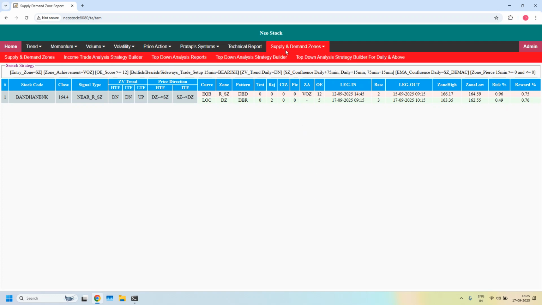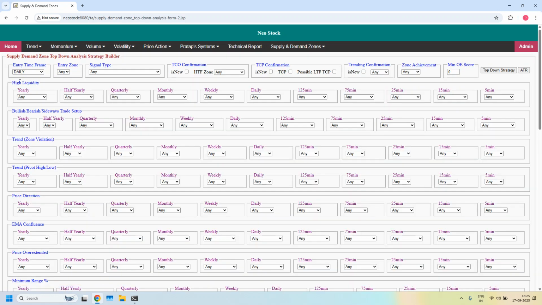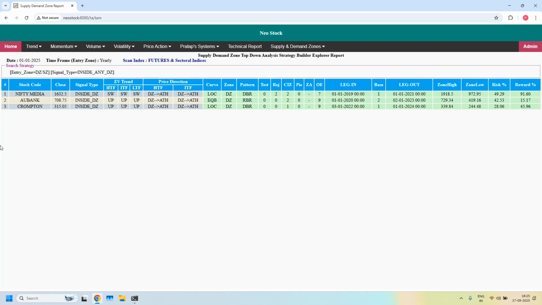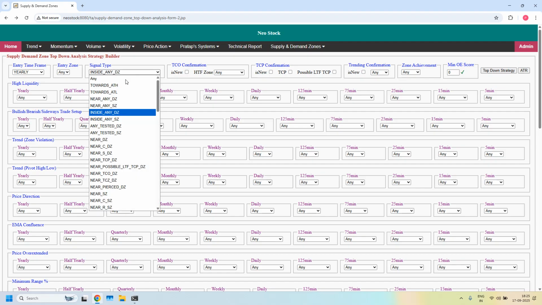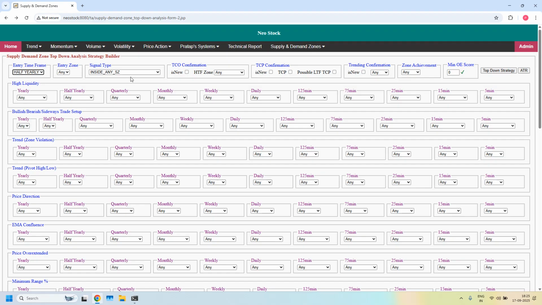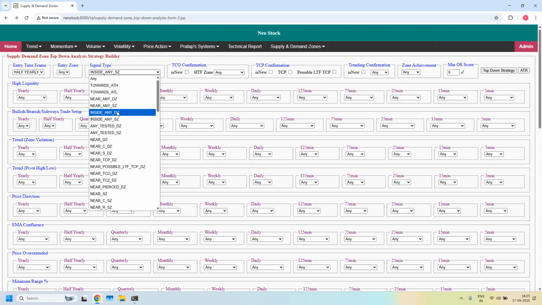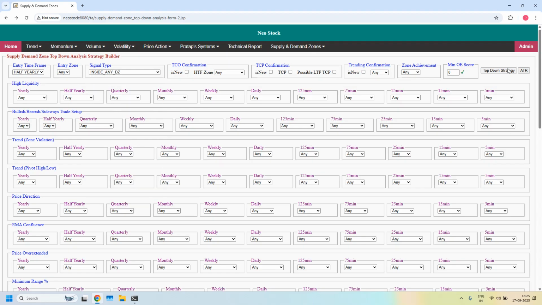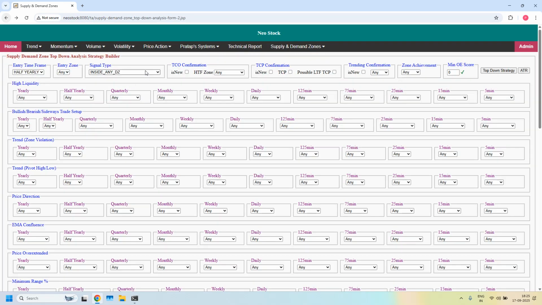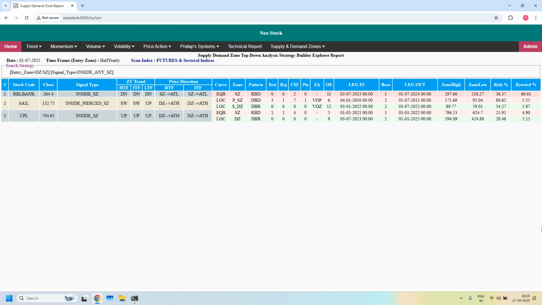Next, I will generate stocks near demand and supply zones for different time frames. Starting with yearly, price closed inside the yearly demand zone. We got 3 stocks. Next, price closed inside the yearly supply zone, no stocks. Next, half yearly time frame, price closed inside the half yearly demand zone. We got 4 stocks. Next, price closed inside the half yearly supply zone. We got 3 stocks.